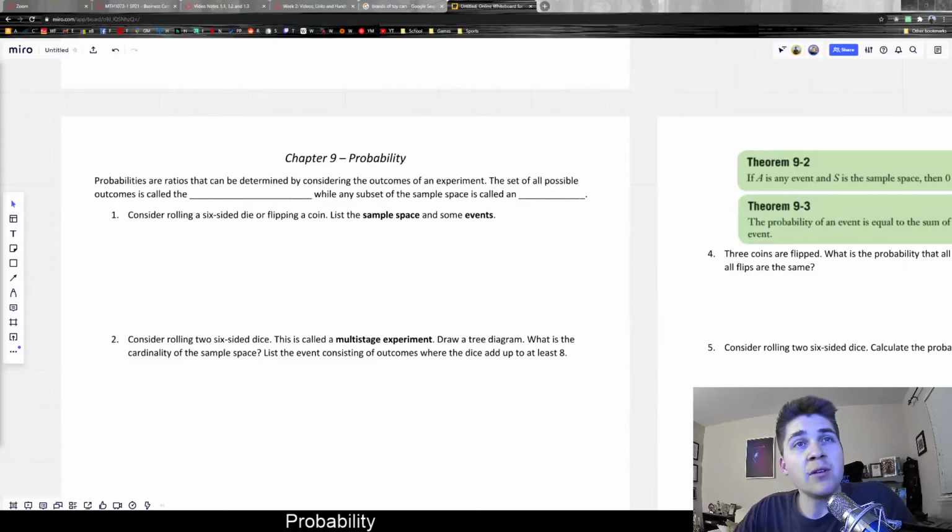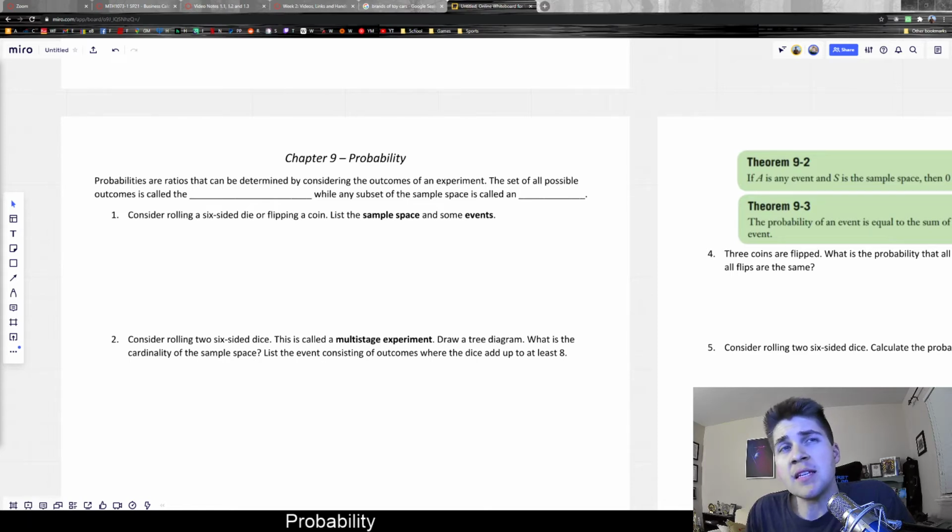In Chapter 9, we'll be learning the fundamentals of probability, using things like set theory, Venn diagrams, things like union and intersection that we covered back in Chapter 2 to help us with understanding the various complexities within the subject. Our book defines probabilities as ratios that can be determined considering the outcomes of an experiment.